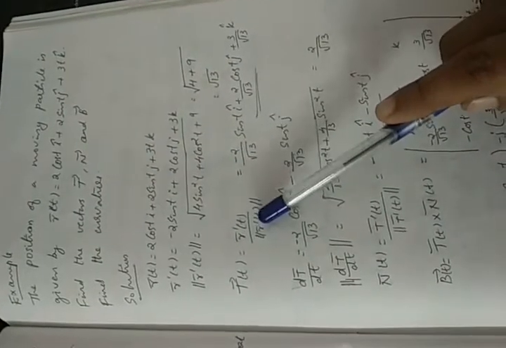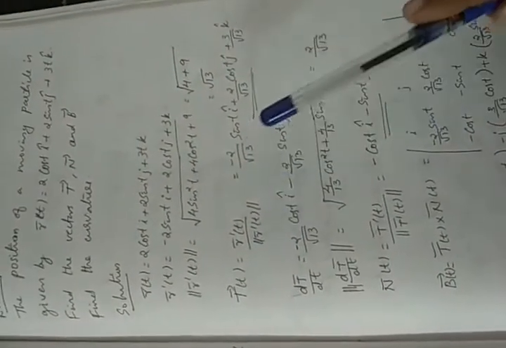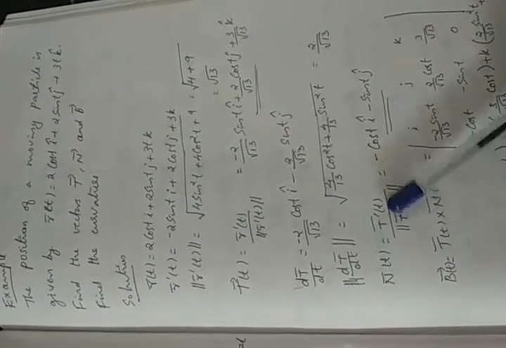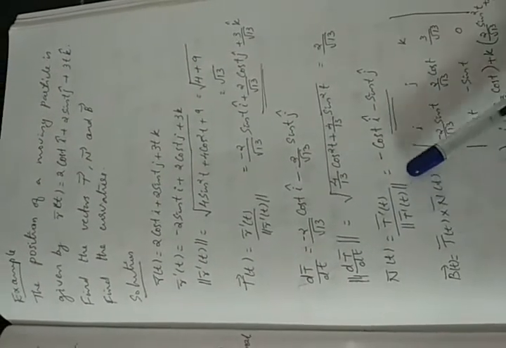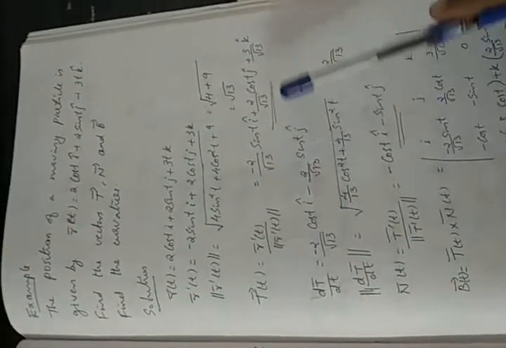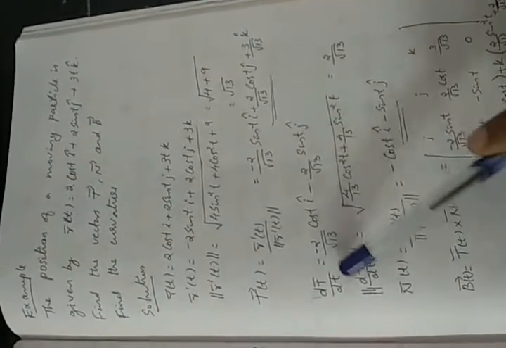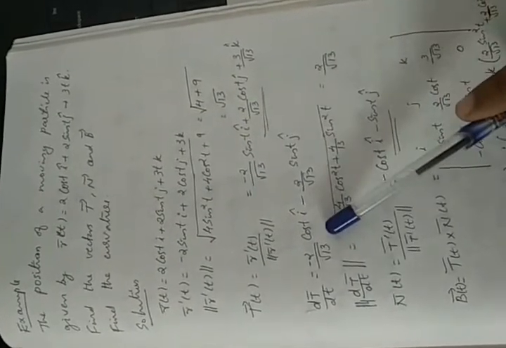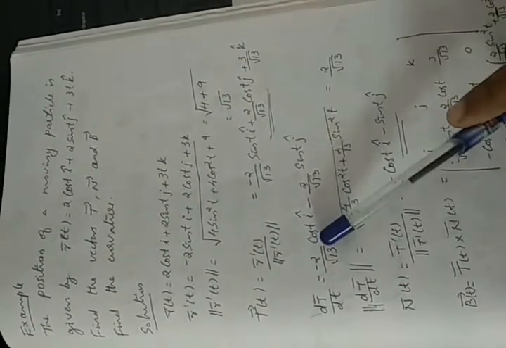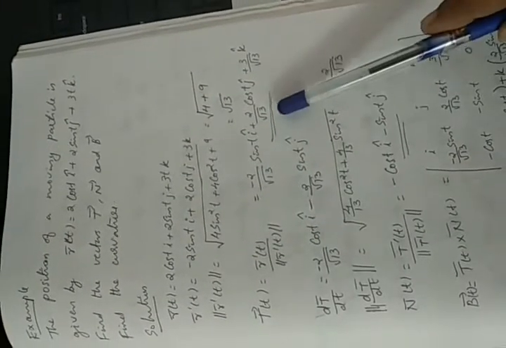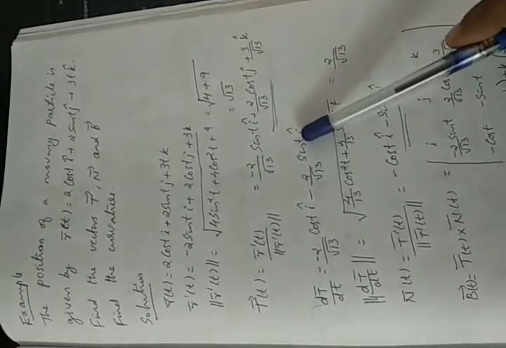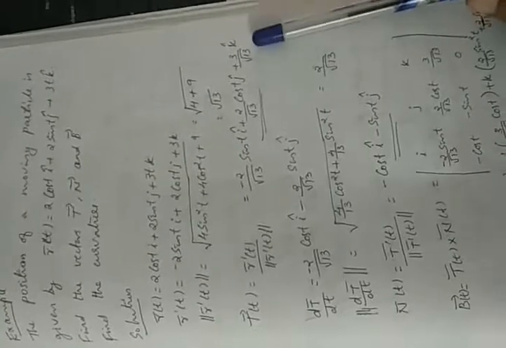So this is the vector T. Next, to find vector N, N is equal to T'(t) divided by the norm of T'(t). So we have T(t) equal to this vector. Differentiating, we get dT/dt equal to minus 2 by root 13 into the derivative of sin t, that is cos t, into vector i, plus 2 by root 13 into the derivative of cos t, that is negative sin t, into vector j, plus the derivative of the last term, which is 0.